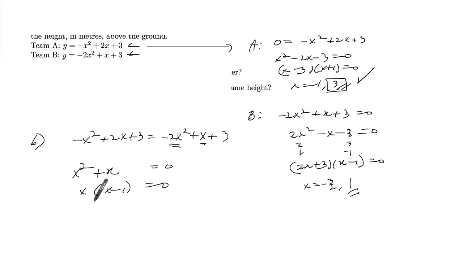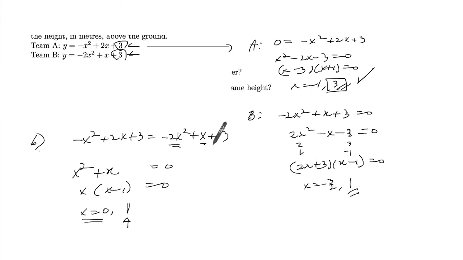So they're at the same height when x is equal to 0 or 1. So this is an obvious and trivial answer. They both start at the height of 3 meters, so of course they're at the same height, but when they travel a horizontal distance of 1 meter, they're also at the same height. Which team's marble flies higher?